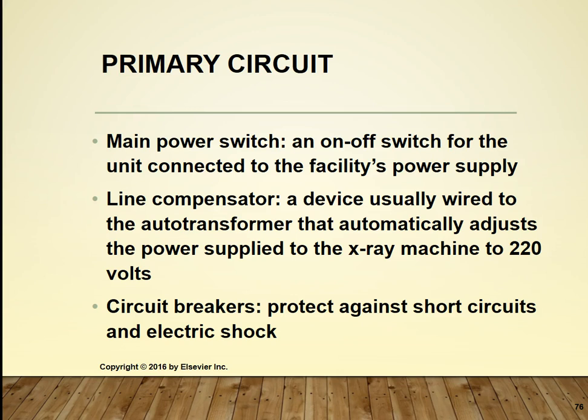Now, in case you didn't know anything about electricity before now, when electricity comes through the wall, that doesn't always mean it's steady. It's a whole lot better than it was, say, even 30 years ago. But that line compensator is there just to make sure that we get exactly 220 volts. The circuit breakers are also included here to protect against short circuits and electric shock.